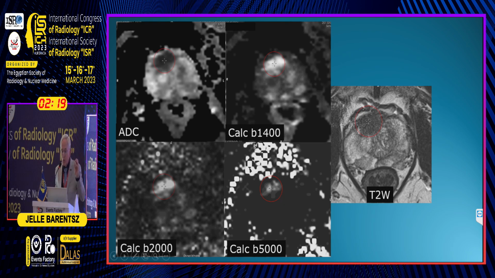And where is that helpful? That is helpful in the very difficult transition zone lesions, where they, like BPH, have a high B1400 and a low ADC. However, the cancers do show up at B5000, whereas BPH does not light up at B5000. So this is very specific for cancer. Signal intensity at the calculated B5000. Just try it.